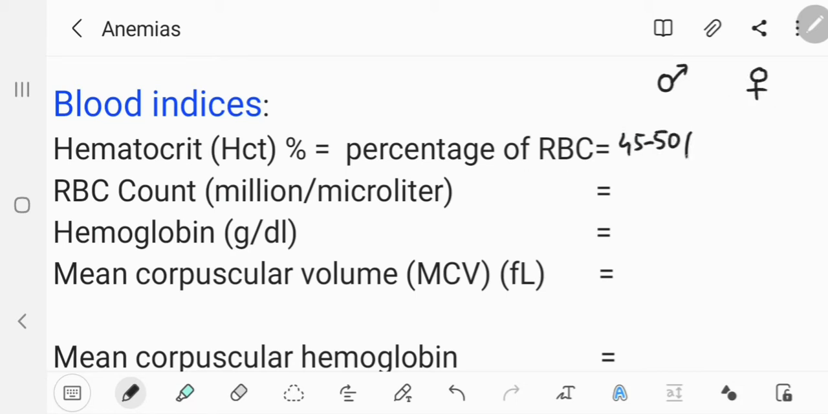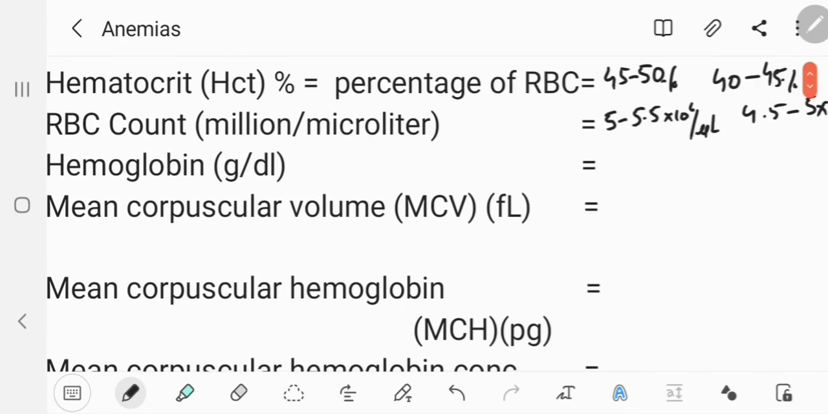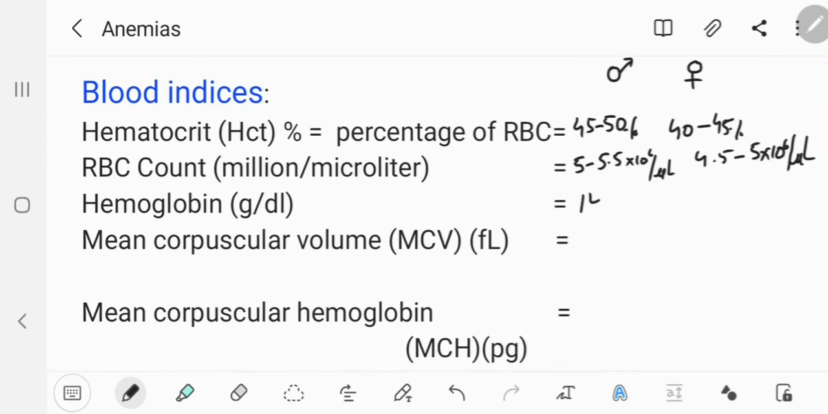Number one is hematocrit. Hematocrit is the percentage of RBCs and it is equal to 45 to 50% in males and 40 to 45% in females. The normal RBC count is 5 to 5.5 million per microliter in males and 4.5 to 5 million per microliter in females.